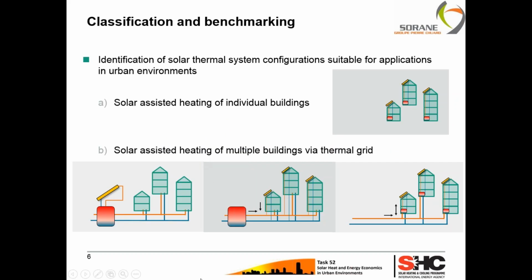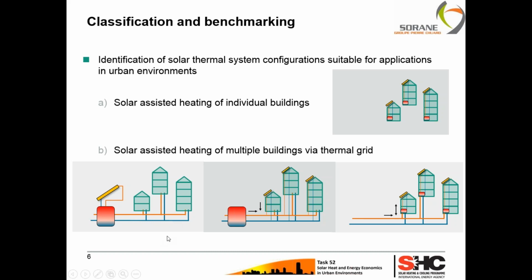So first, the classification. We distinguish two main classes of solar energy system. First, the solar assisted heating of individual buildings. As you can see here, each building is able to produce and store energy in it. There are no links between the different buildings. The second class we distinguish is the solar assisted heating of multiple buildings via a thermal grid.